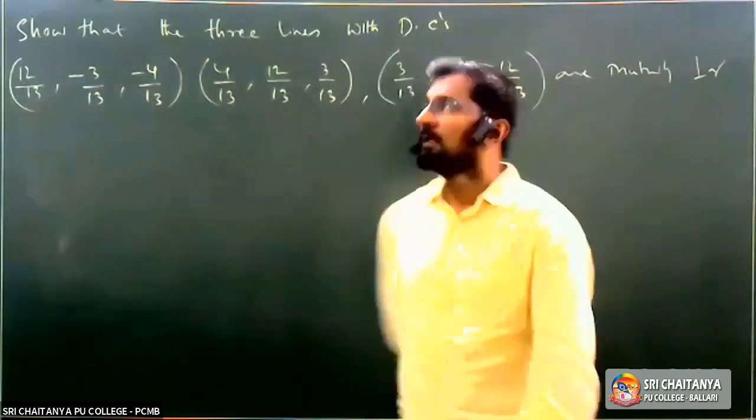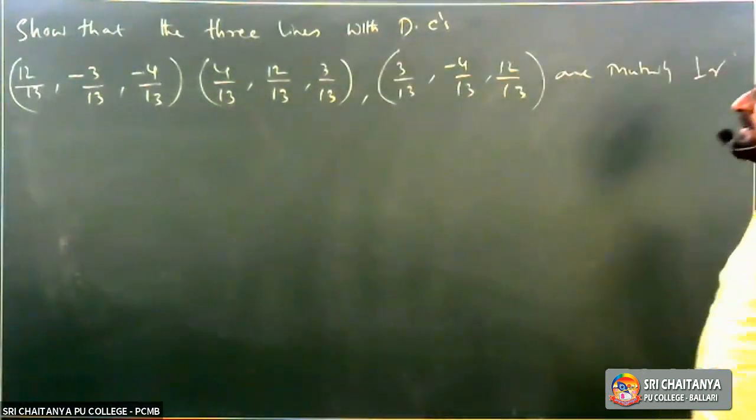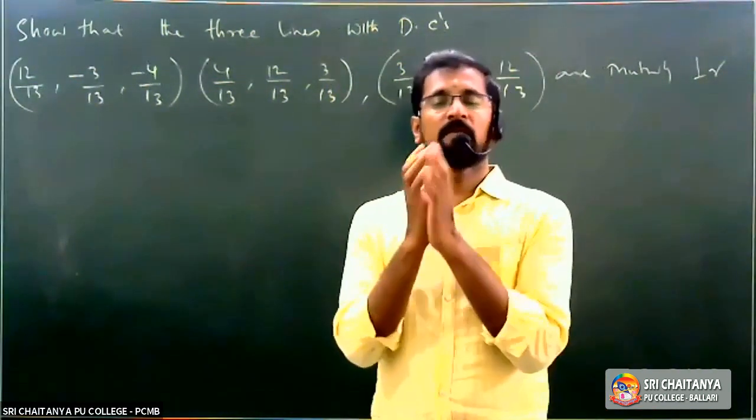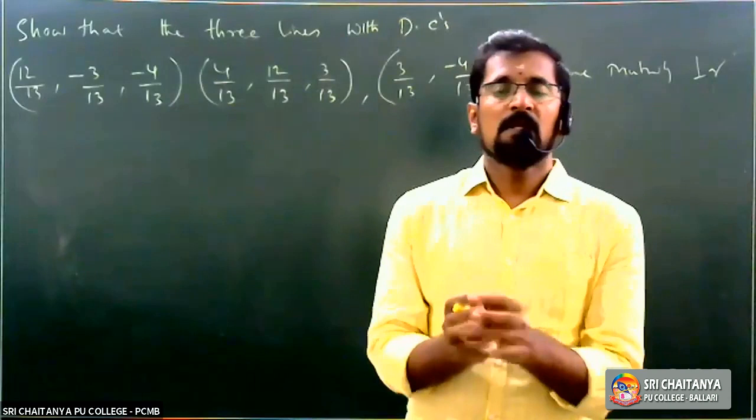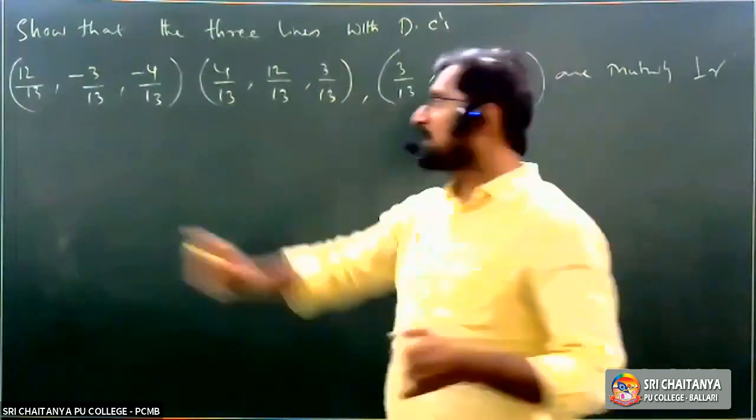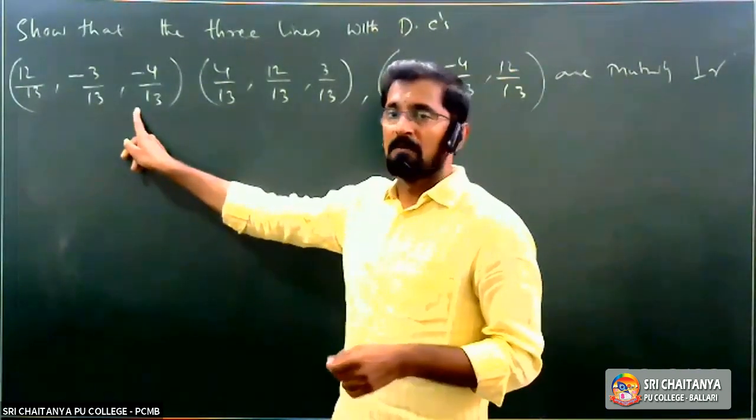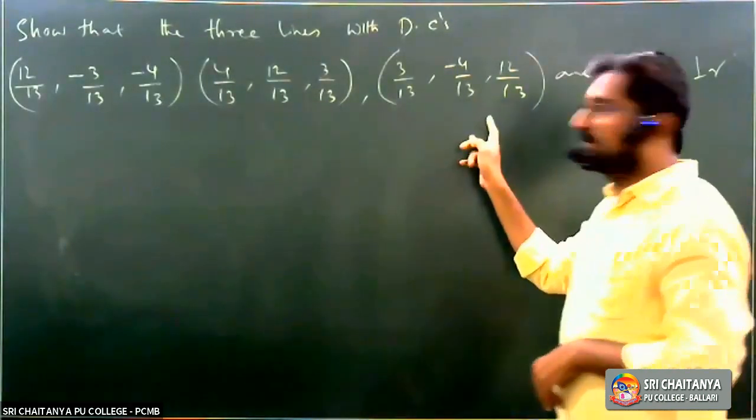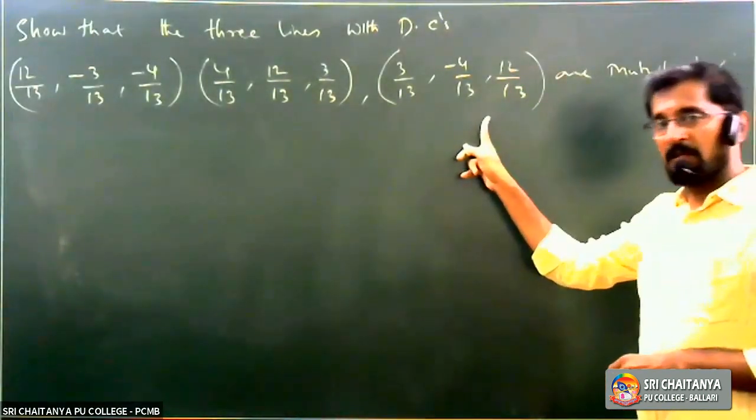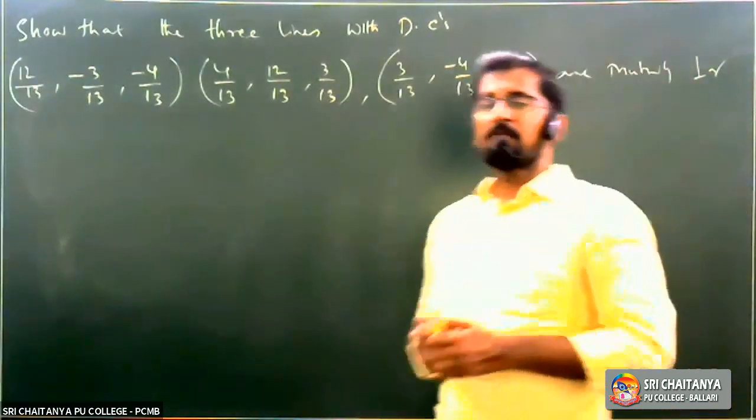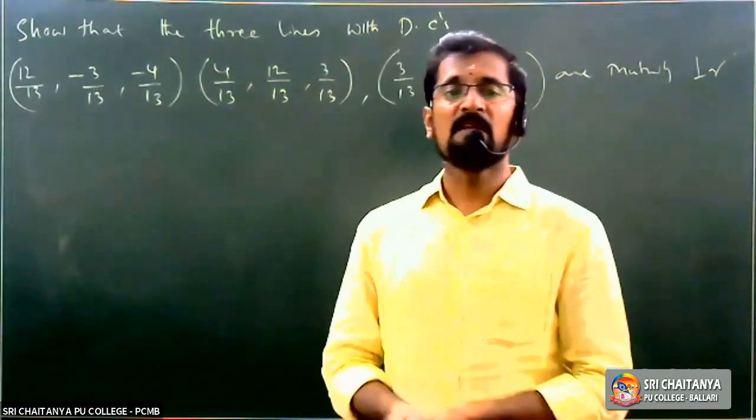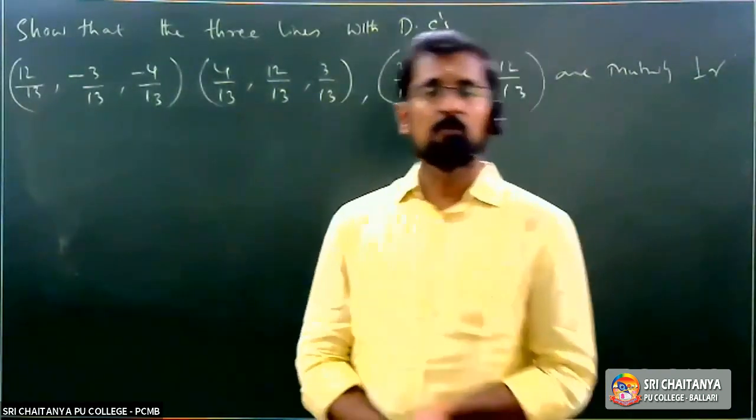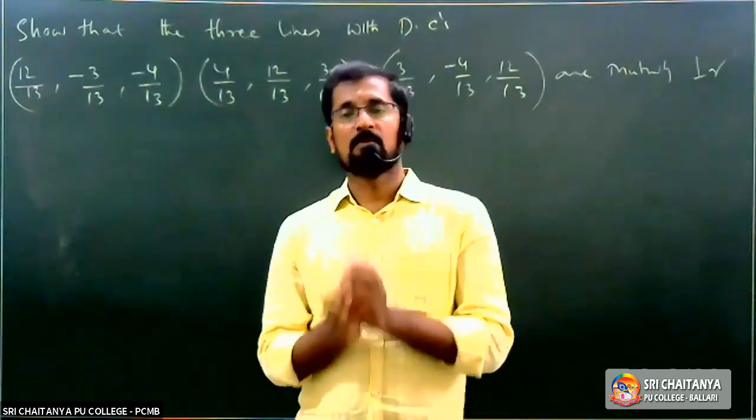Show that the three lines with DCs: he has given you the DCs of the first line, the DCs of the second line, and the DCs of the third line. He asked you to show that these three lines are mutually perpendicular. How to do it? I am going to tell you how to do the problem.